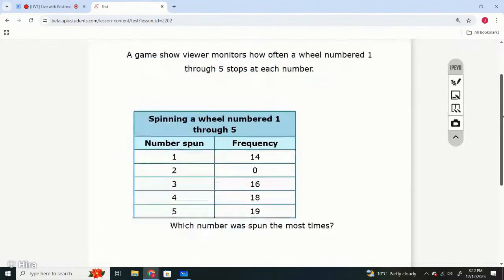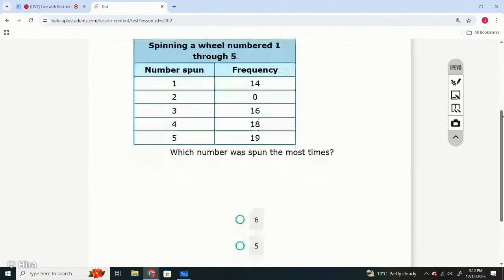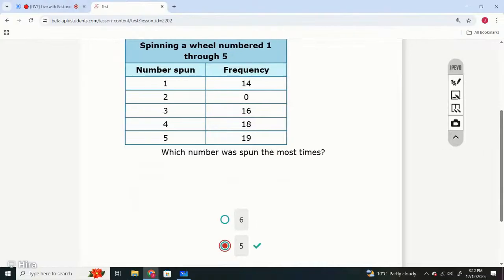A game show viewer monitors how often a wheel numbered 1 through 5 stops at each number. What number was spun the most times? So which number has the most frequency? That is 5. That means 5 is spun the most times. The correct option is 5.